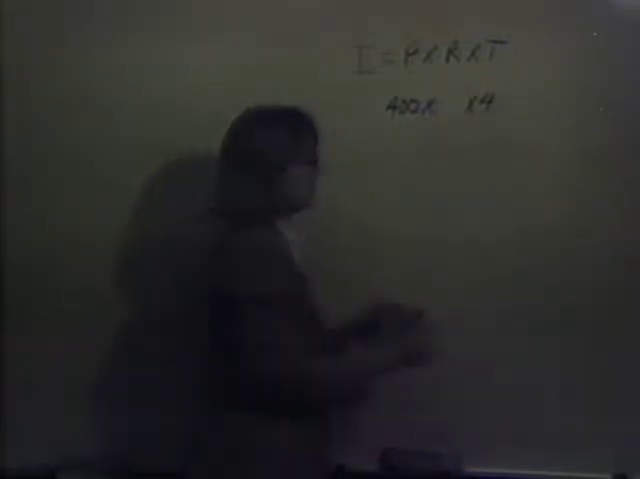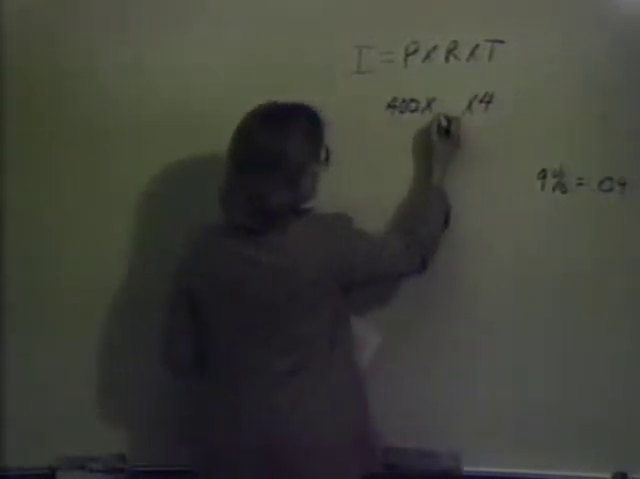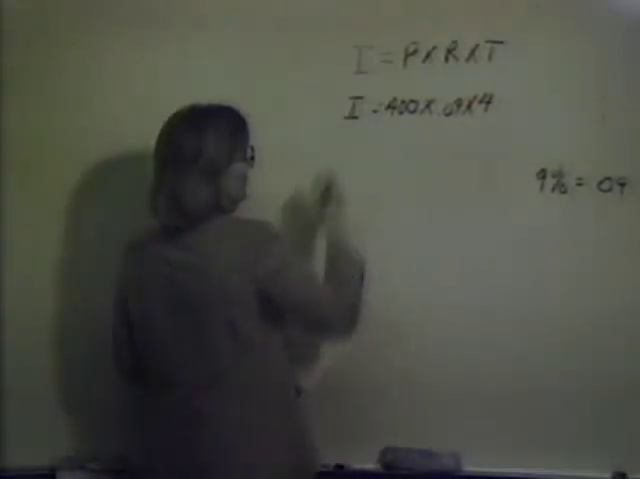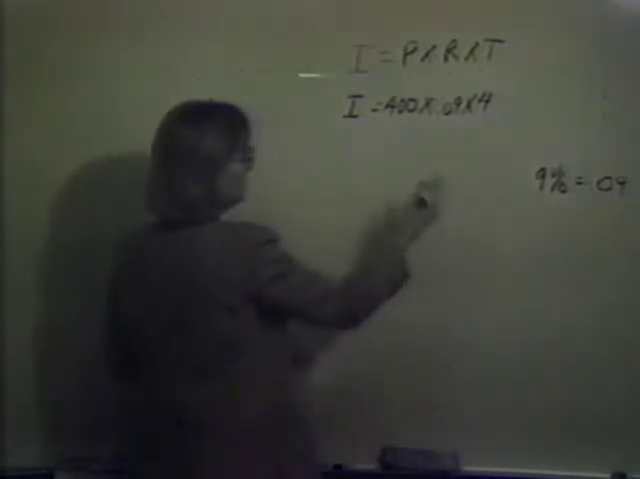So 9% will be equal to 0.09. So we're going to put 0.09 in our formula. So now we have everything that we need to solve for the interest. So all we have to do is perform the multiplication.